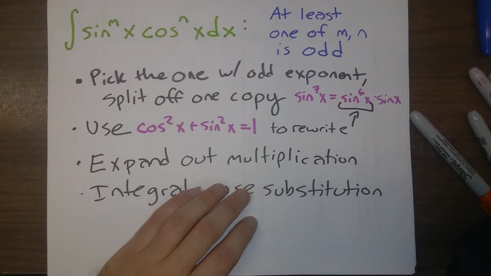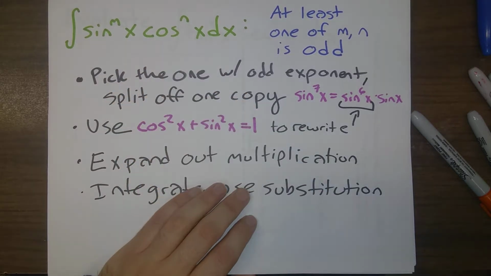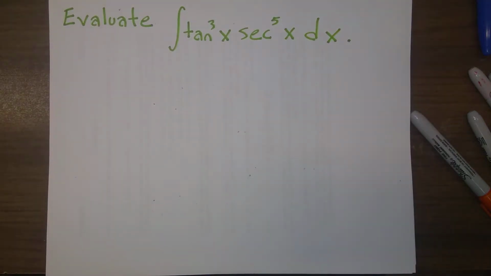Earlier in this section, we did integrals of this form with sines and cosines raised to various powers. Let's think about what happens if we have products of tangents and secants raised to various powers. So here is one example that we might want to think about.